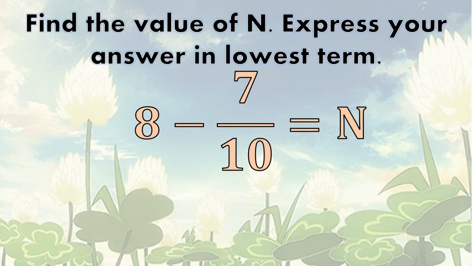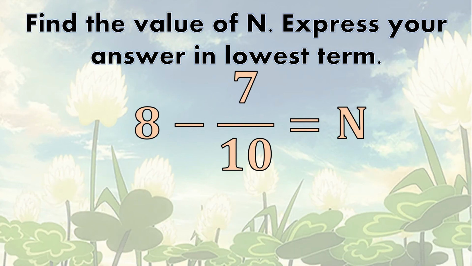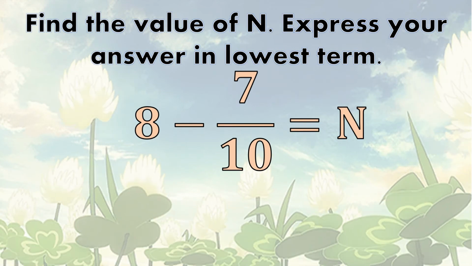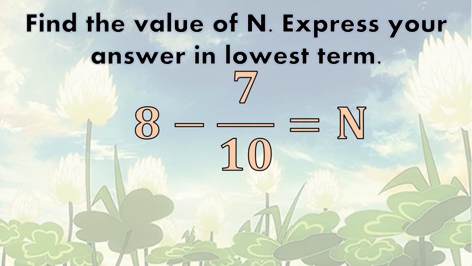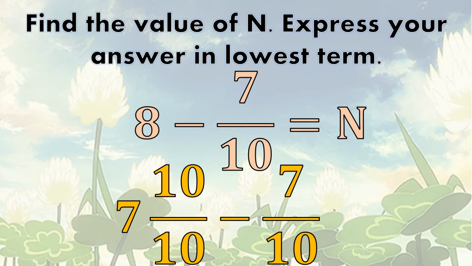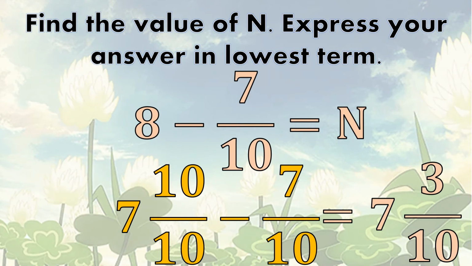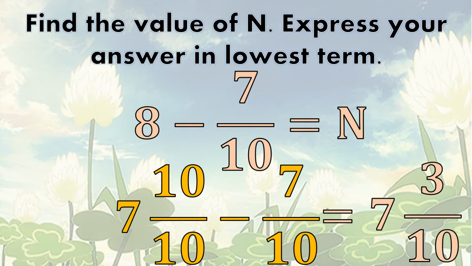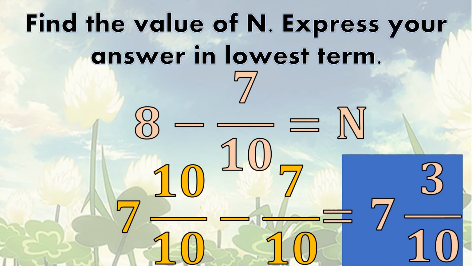So let us find the value of n. Express your answer in lowest term. So we have 8 minus 7 over 10 is equal to n. So the denominator here is 10. So 8 will become 7 and 10 over 10. Subtract by 7 over 10. So we have the whole of 7 and 10 minus 7 is 3. So 3 over 10. So the final answer is 7 and 3/10.